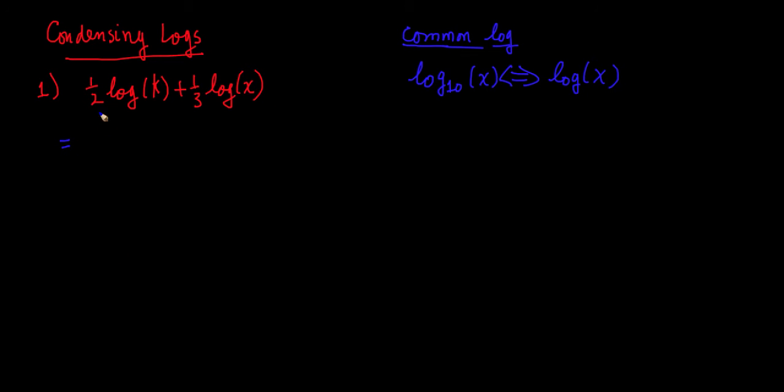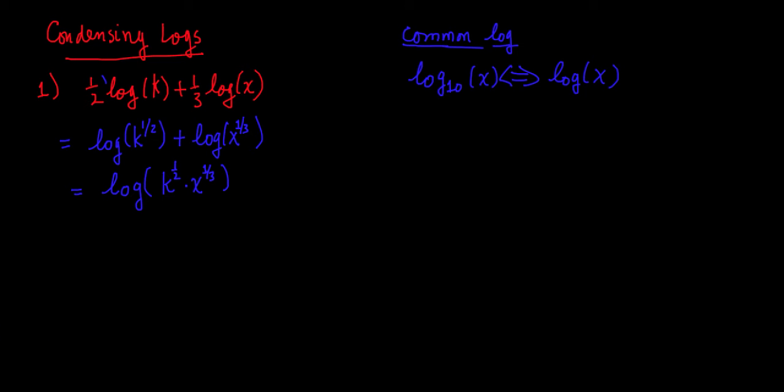So first we're going to apply the power rule. We take this multiplier in the front and move it inside here. So this will be log of k to the 1/2, excuse me, not 12, but 1/2, okay, plus, and we're going to do the same thing with this 1/3, log of x to the 1/3. Okay. And because we are adding two logarithms with the same base, we can apply the product rule. So I'm using the product rule here. This would be log of k to the 1/2 times x to the 1/3. Okay. So there we go.